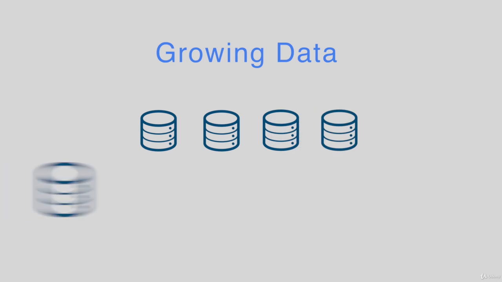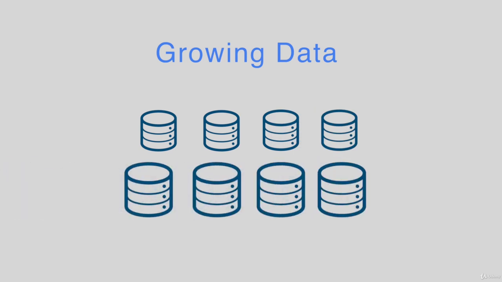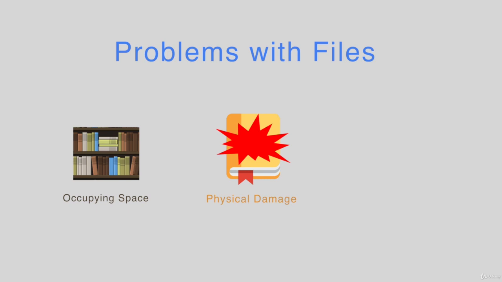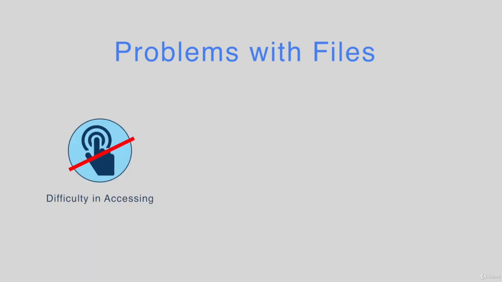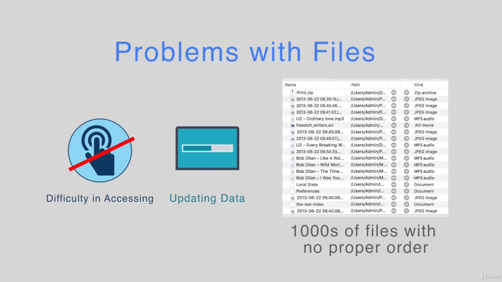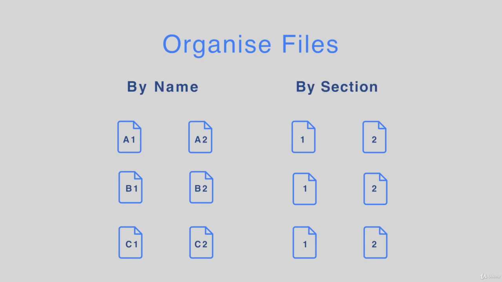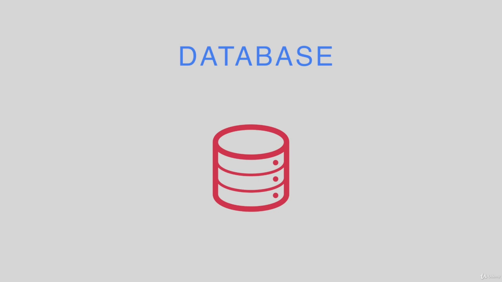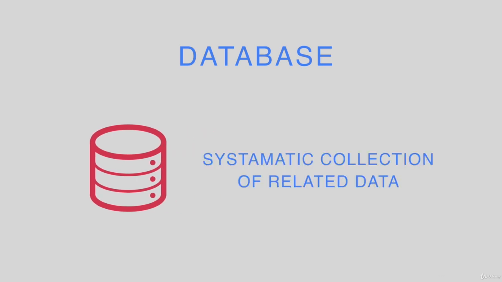If the data is growing, it will create many problems like occupying more space, physical damage, unauthorized access, and difficulty in accessing or updating the data if we store thousands of files with no proper order. So, what can be a solution to this problem? We need to organize those files in some order, by name or by section or by some other means, so that we can handle them easily. Collecting all the related data together and arranging it by some order is nothing but creating a database. So, a database is a systematic collection of related data.